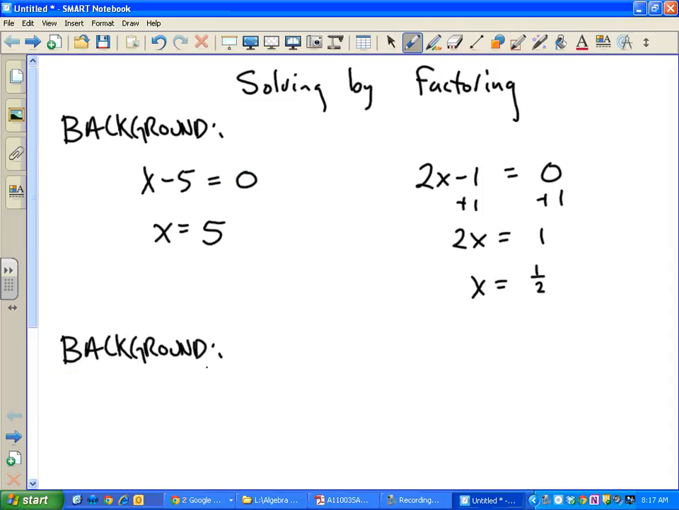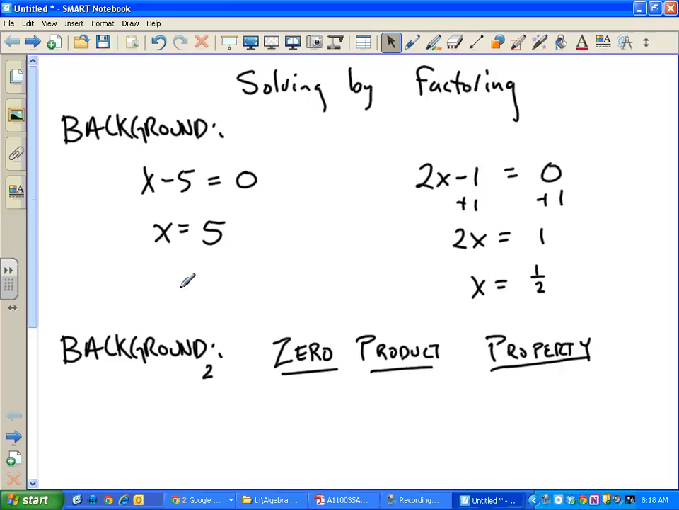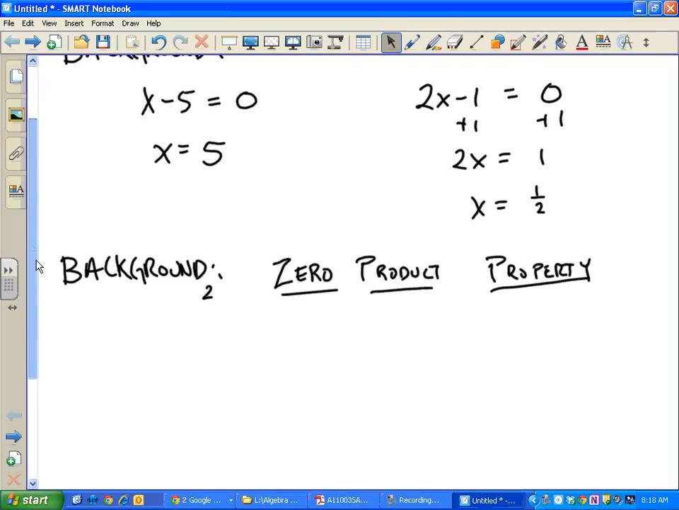Background number 2. There's one important theorem or formula or thought, okay, it's known as the zero product property. That sounds really intense. Zero product property is a very super important property in this process.